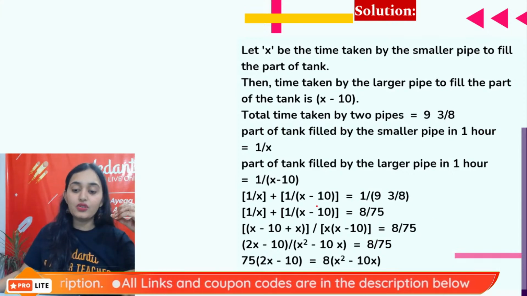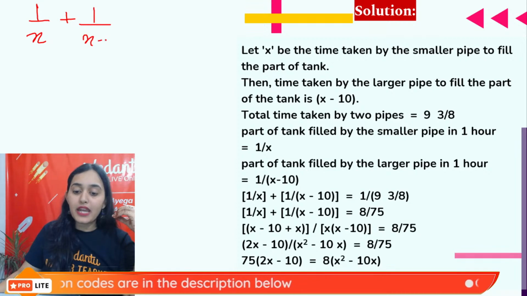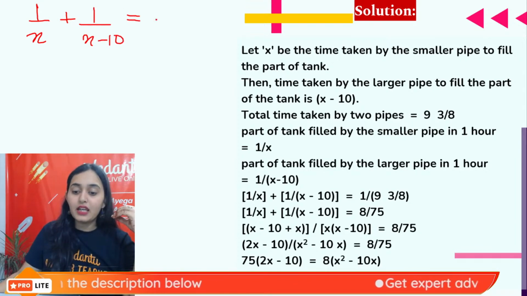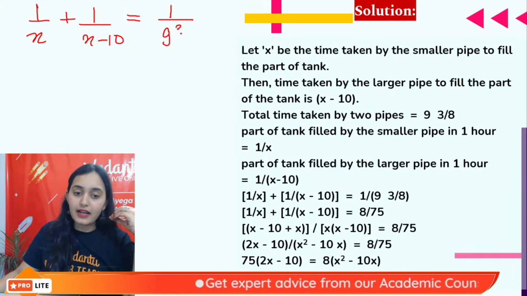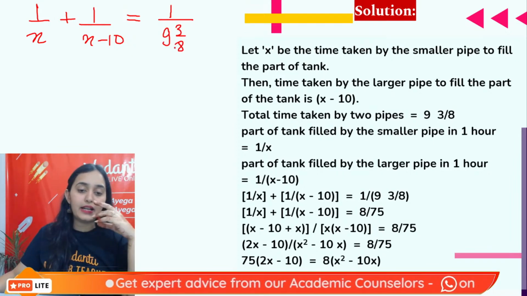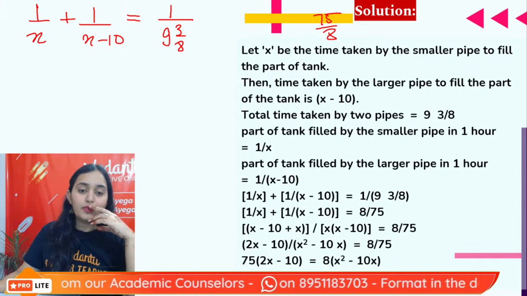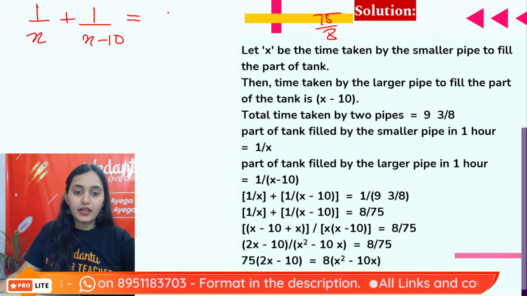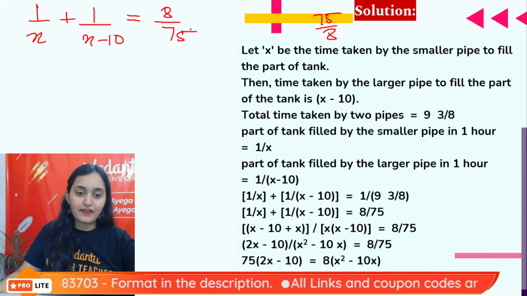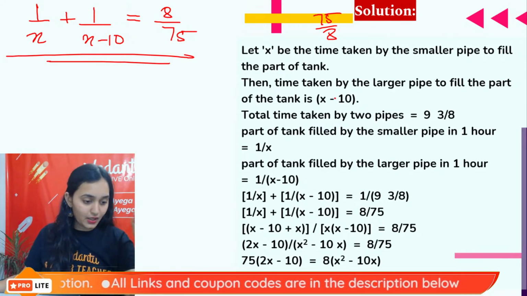Now add these two to form an equation. 1 upon x part of the work plus 1 upon x minus 10 part of the work is equal to 1 upon 9 and 3 by 8. So what is 9 and 3 by 8? 9 times 8 is 72, 72 plus 3 is 75, so 75 upon 8, and the reciprocal will be 8 upon 75. So this will become 8 upon 75. Now solve this equation to form the quadratic equation.